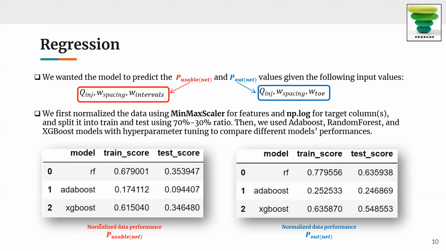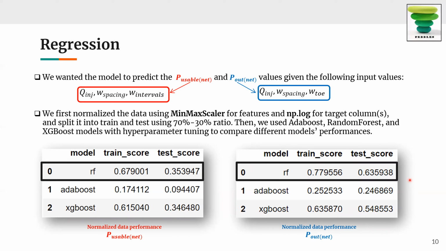So here we see the results for P usable net and P out net. As we can see, the results illustrated on the right are performing better. The best model is the Random Forest. Even though the test score is quite low, still on the right-hand side, we can see it's not as overfitting as on the left-hand side.